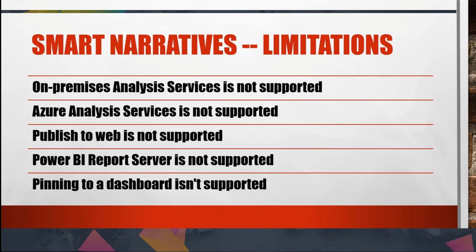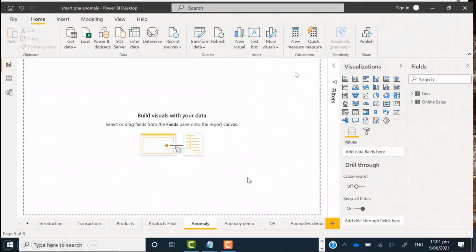Sometimes if you have a key influencer visual with a categorical metric or unsummarized numerical field, then you won't get the summary from that particular visual. Also for the map visual, you will not get the summary, and also the multi-row card. There are quite a few of those limitations as well.